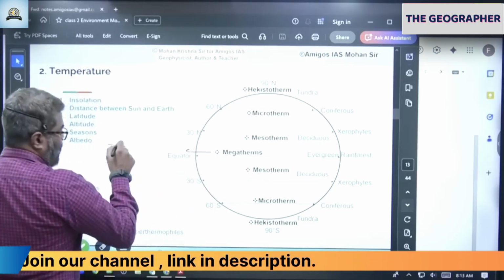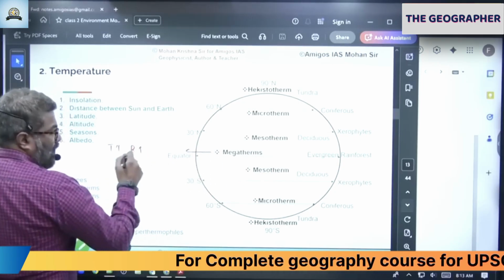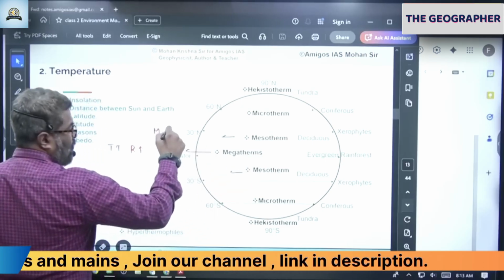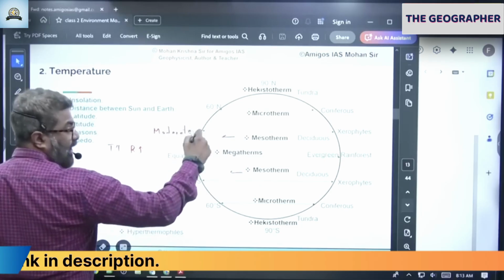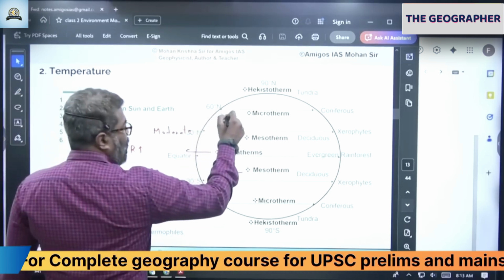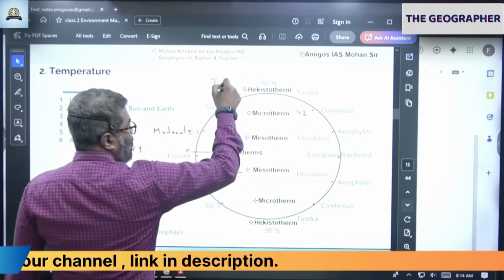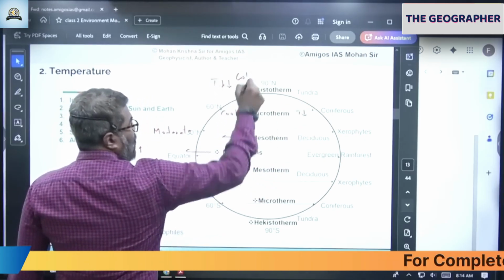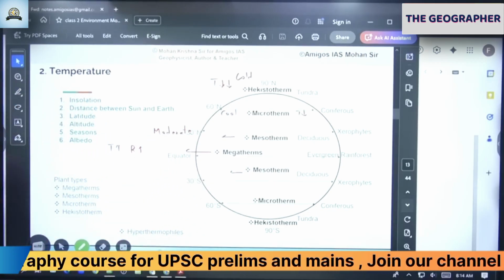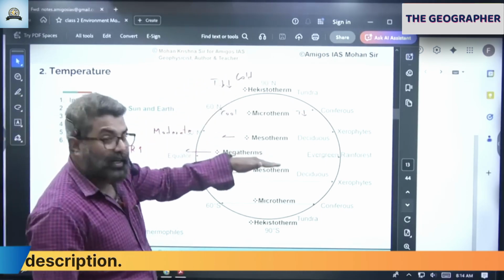Megatherms: high temperature, high humidity, meaning high rainfall conditions they can survive. Meso: moderate heat, moderate rainfall. Micro: cool, lower temperatures. Echisto: very low, cold. Like this we can classify habitats. Depending upon the place, different species can be found. That is the reason we can't bring a species from here and keep it here.